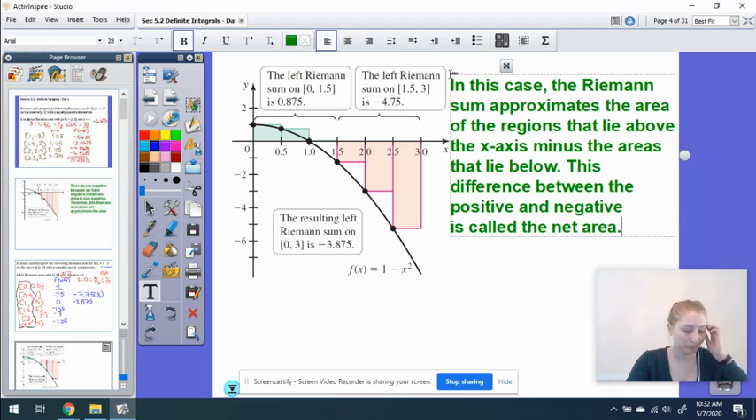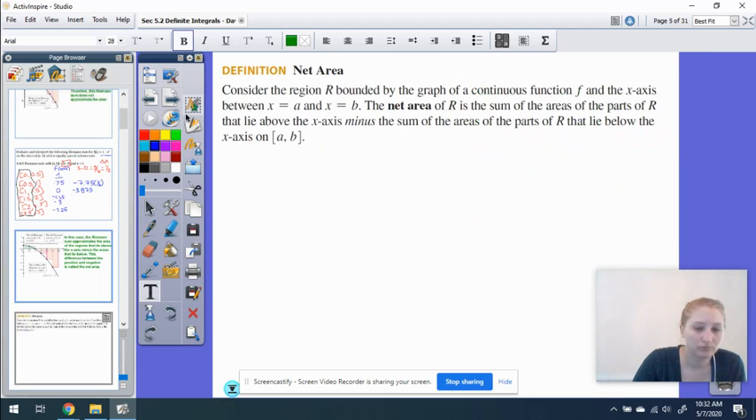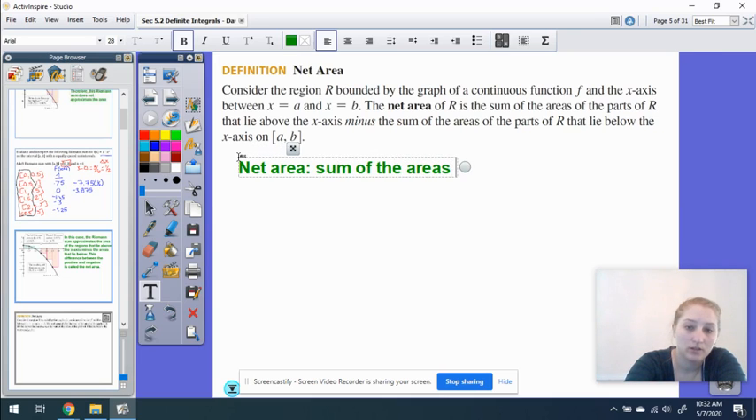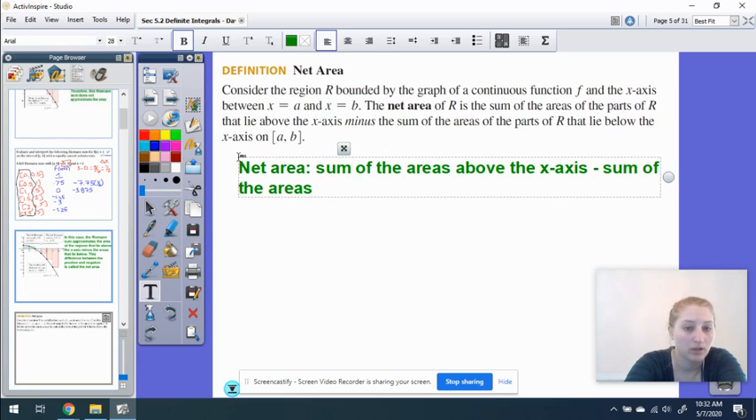Okay, so net area. What this is saying is our net area is the sum of the areas above the x-axis minus the sum of the areas below the x-axis.